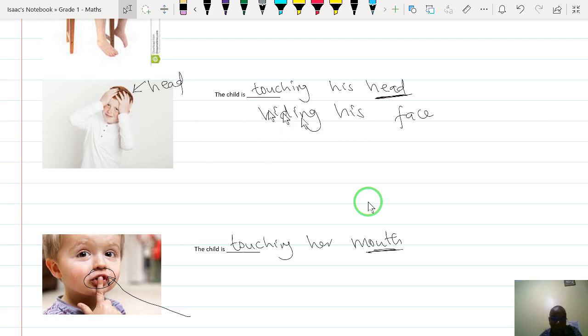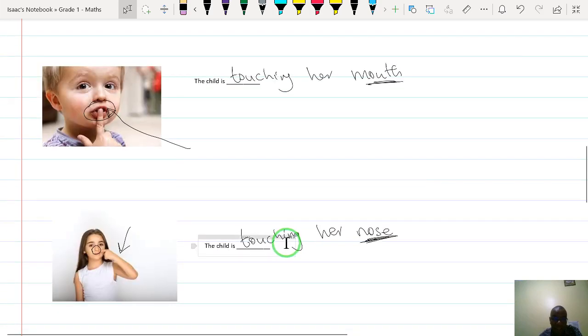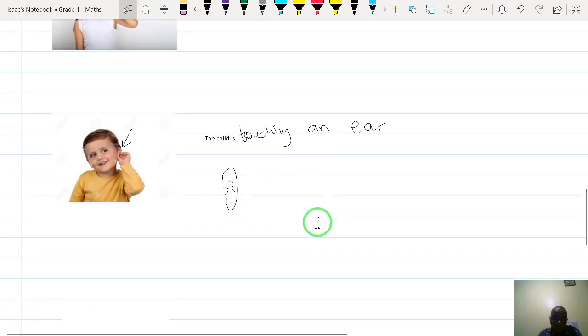We can also say that he's trying to hide his face. He's almost covering his face. Therefore, we say this is the face, the front part, and therefore we can say he's hiding his face. Finally, the girl is touching her mouth. We have seen the mouth. This one is touching her nose. This is how we spell the nose, and this one is touching the ear. This is the ear.